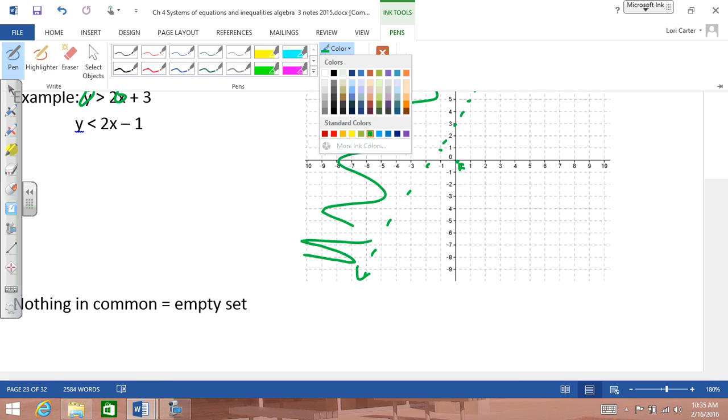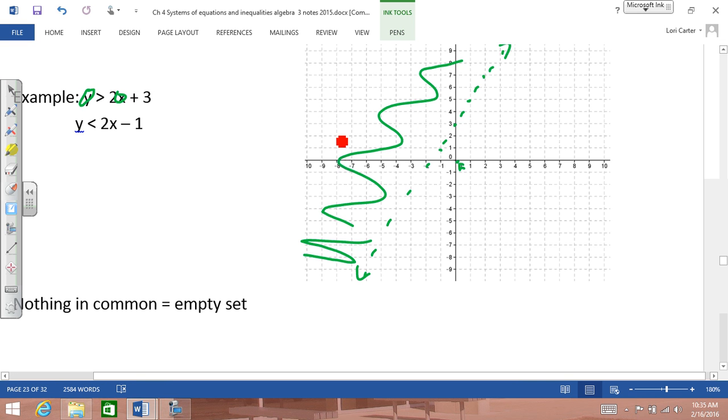Negative 1. Where do you start? Negative 1, we go up 2, over 1. Solid or dash? Dash.